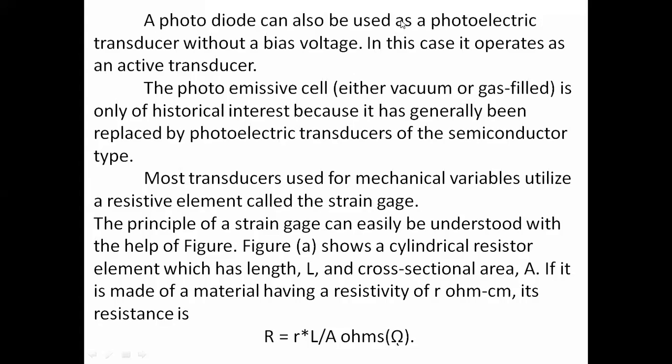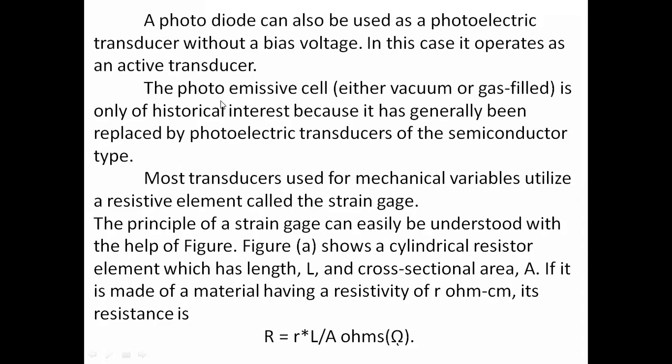A photodiode can also be used as a photoelectric transducer without a bias voltage. In such a case, it operates as an active transducer. Another one is the photoemissive cell, an example of the vacuum or gas filled type, which is only of historical interest. Nowadays these are not used anywhere, and they have generally been replaced by photoelectric transducers of the semiconductor type. Photoemissive cells were used in olden days.